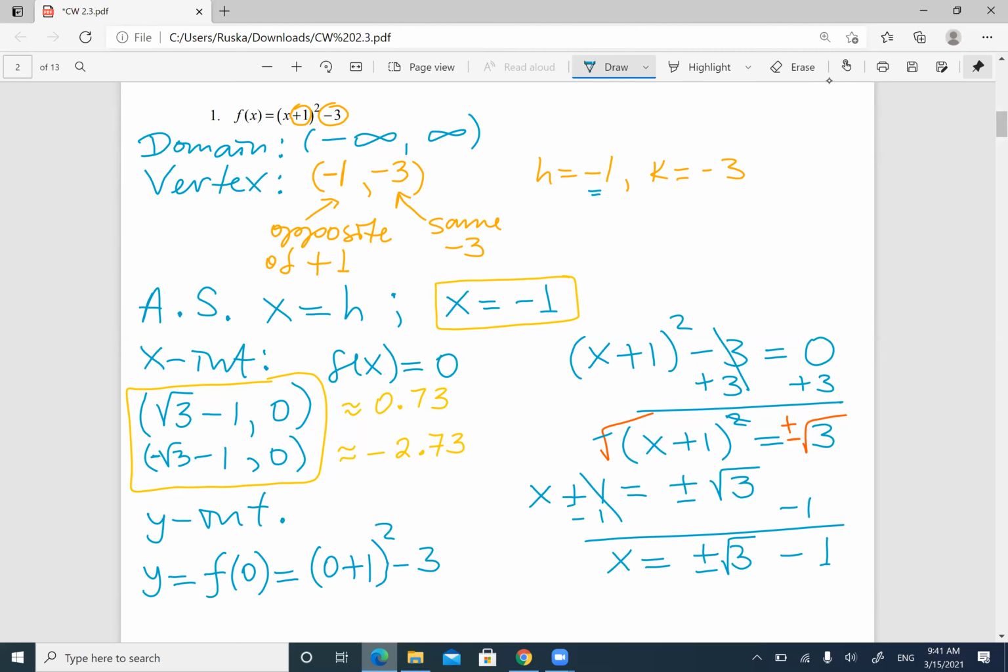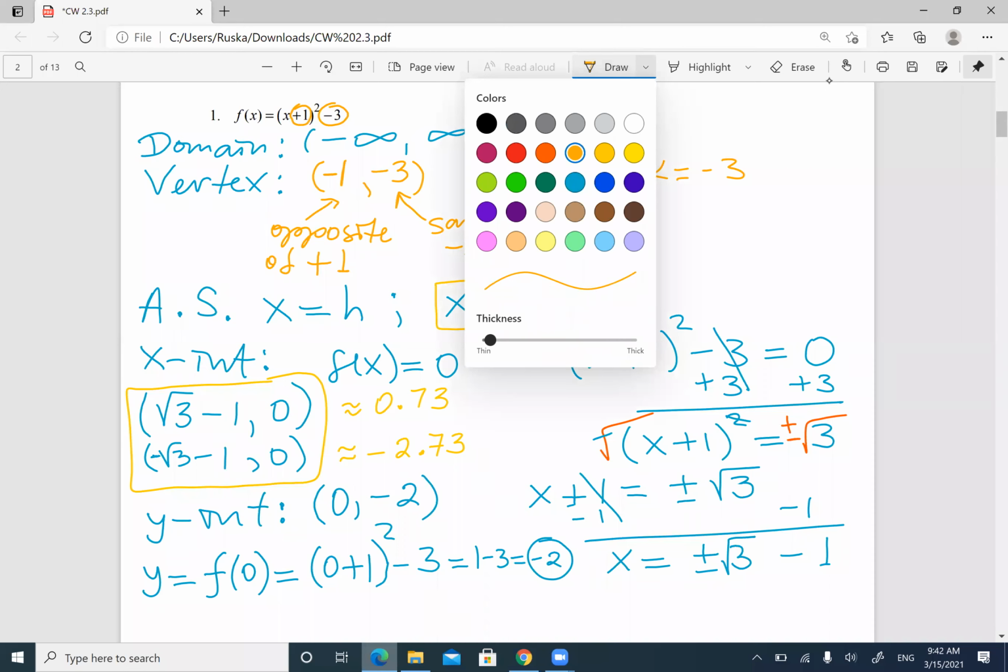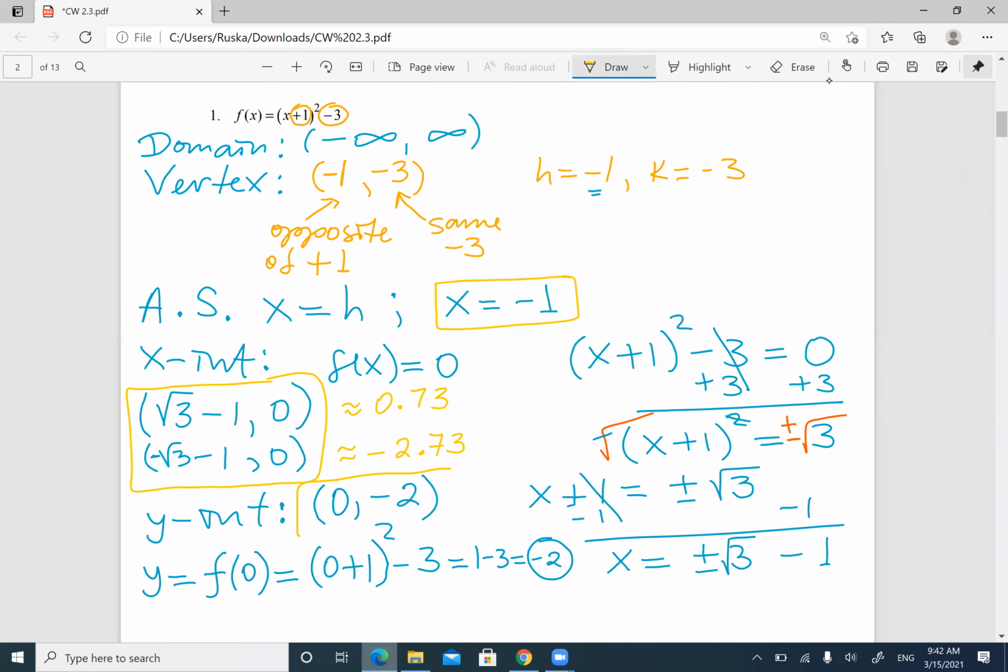So we're replacing x with 0 in the original equation. Replace x with 0. So what is that? 0 plus 1 is 1. 1 squared is 1 minus 3. What is 1 minus 3? Negative 2, right? So my y-intercept is going to be the point 0 and negative 2. That's going to be the point on the graph. So I'm going to graph 0, negative 2 as my y-intercept.